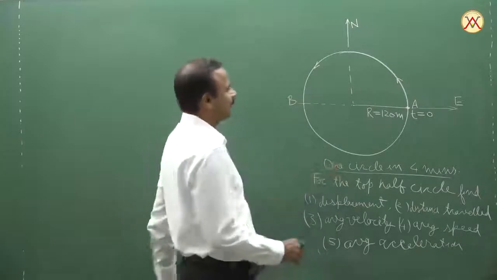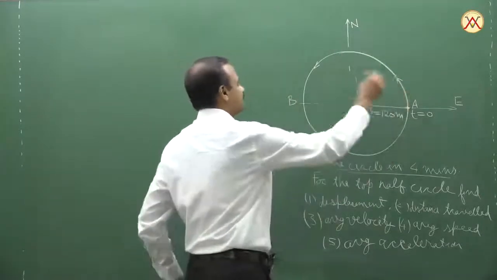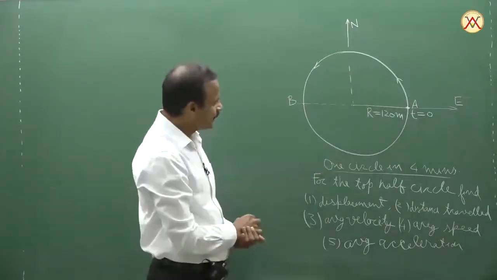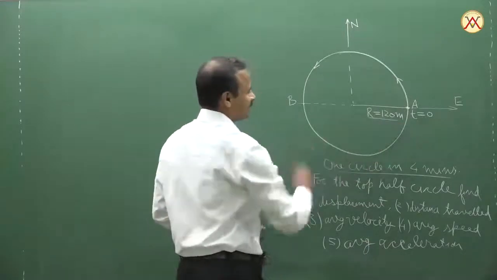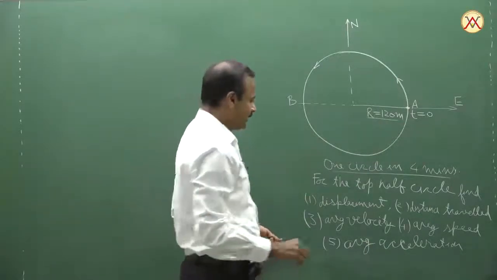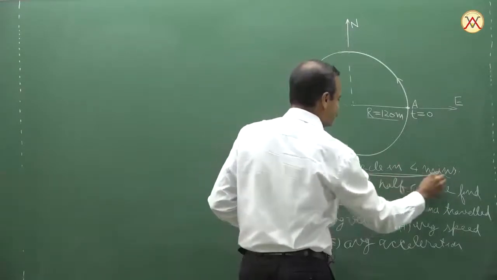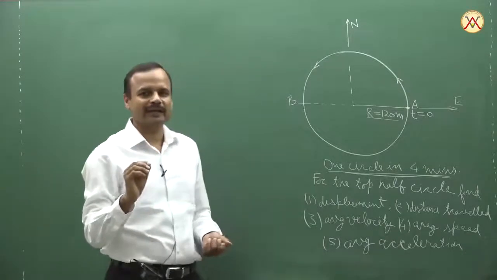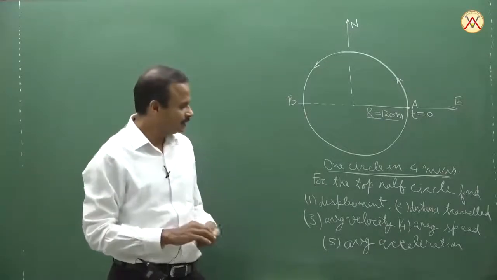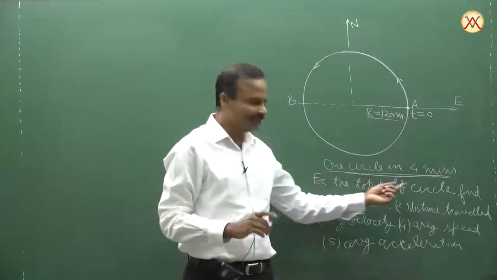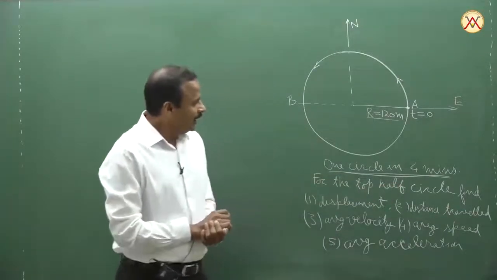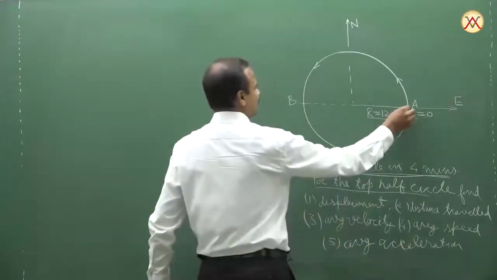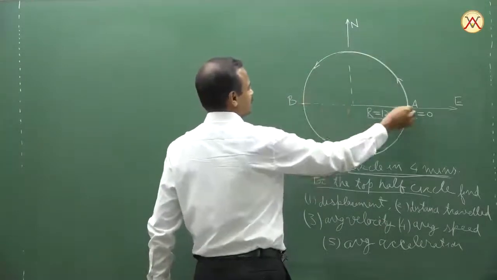We have a situation where a person is running along this circular track, maybe in a park. The radius of the circular track is 120 meters, and he completes one circle in 4 minutes. It is given that the person is moving at a constant speed such that he completes one circle in 4 minutes.